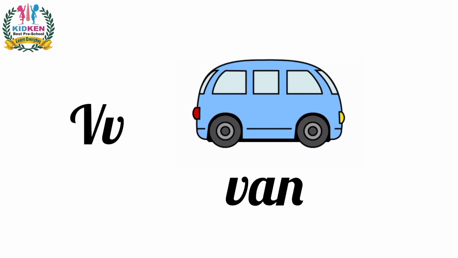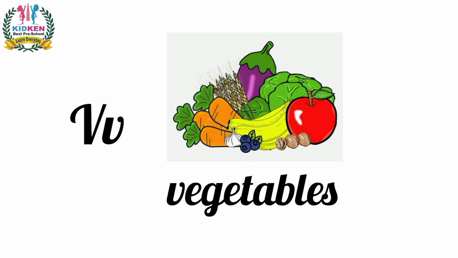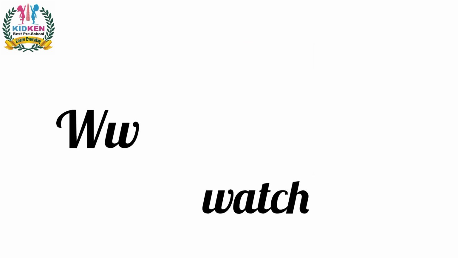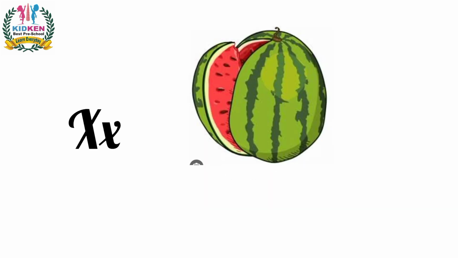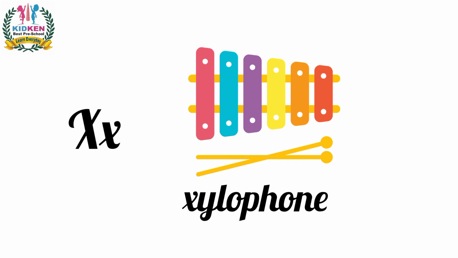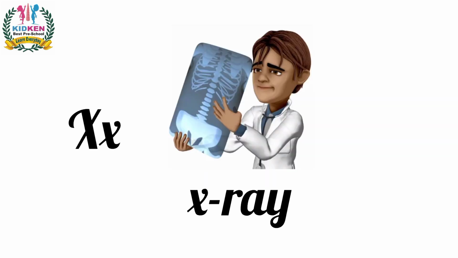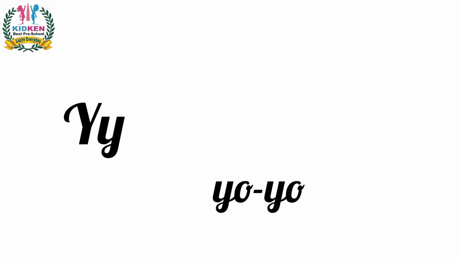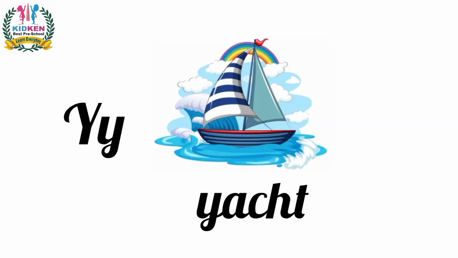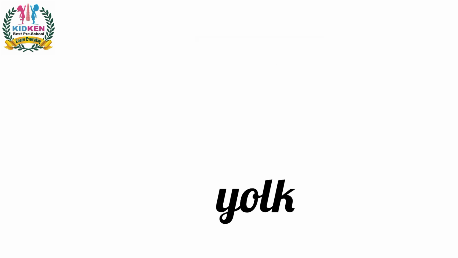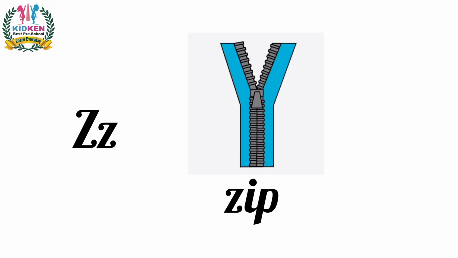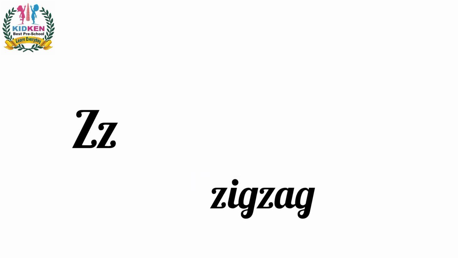U umbrella. Umpire. V van. Vase. Vegetable. Violin. W watch. Walnut. Want. Watermelon. X xylophone. X-ray. Y yo-yo. Yacht. Yellow. York. Z zip. Zebra. Zigzag.